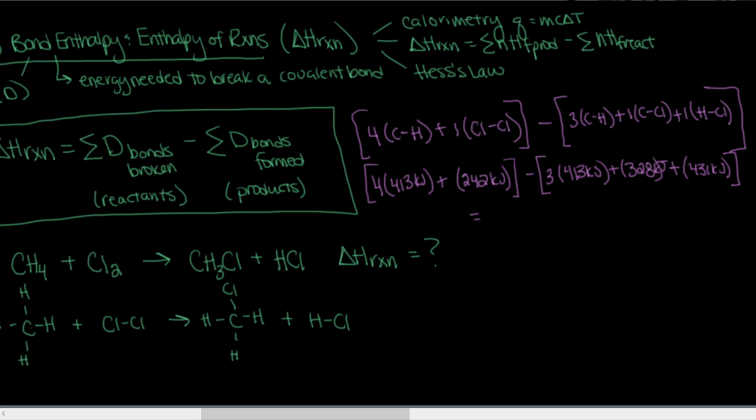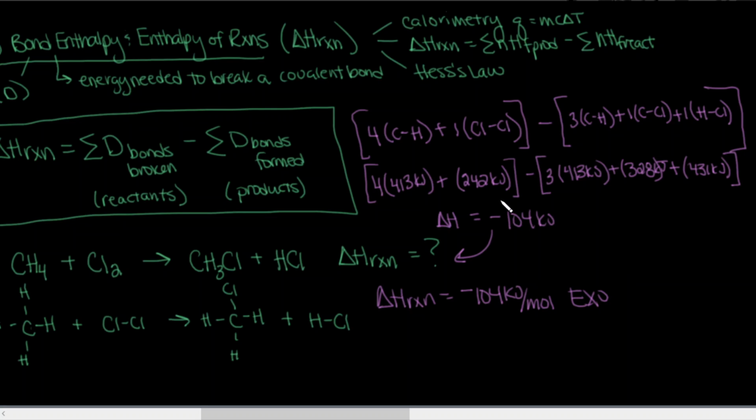And then watch your minus sign there, right? Now we're subtracting the products. Yeah, the products. 3 times 413 minus 328 minus 431. I get negative 104 kilojoules. Oh, look. That's that right there. The delta H of this reaction is equal to negative 104 kilojoules per mole, released. This is an exothermic reaction.